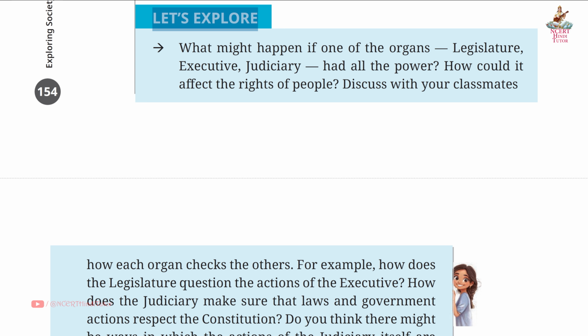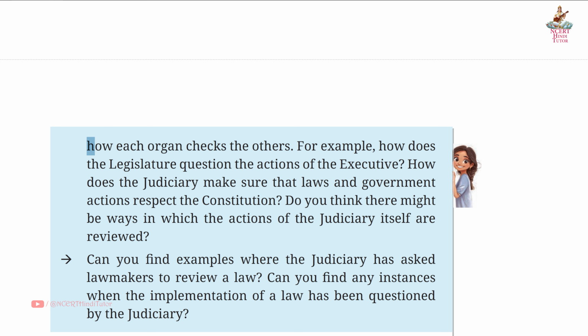Let's explore page 154. What might happen if one of the organs, legislature, executive, judiciary, had all the power? How could it affect the rights of people? Discuss with your classmates how each organ checks the others. For example, how does the legislature question the actions of the executive? How does the judiciary make sure that laws and government actions respect the constitution? Do you think there might be ways in which the actions of the judiciary itself are reviewed?